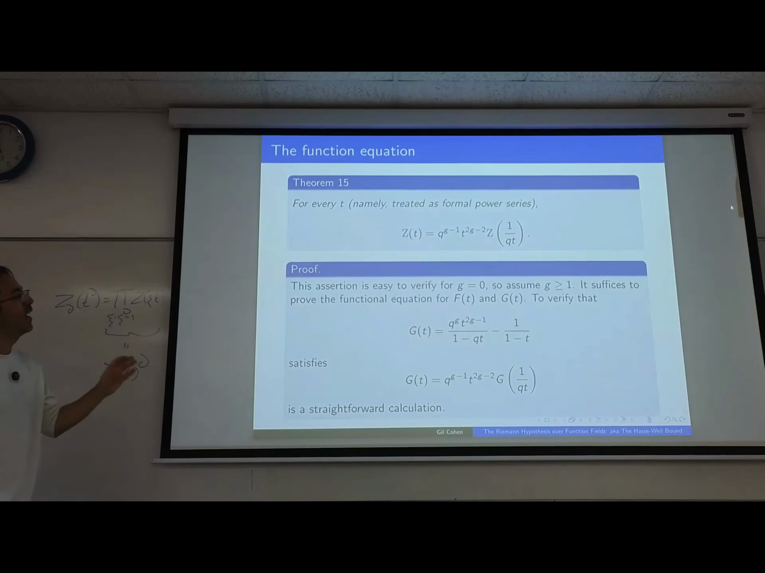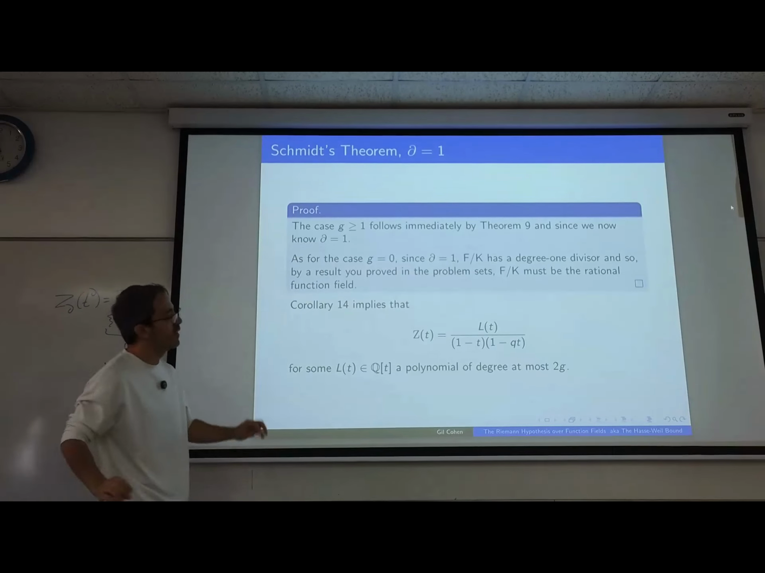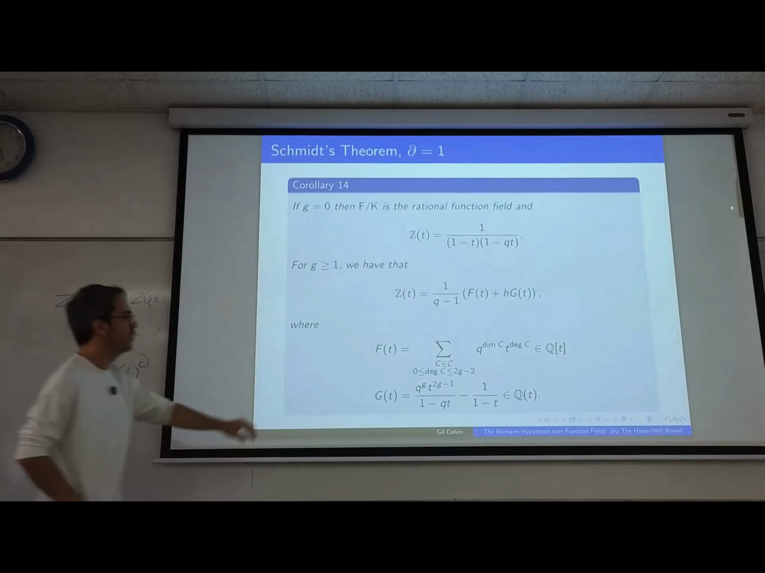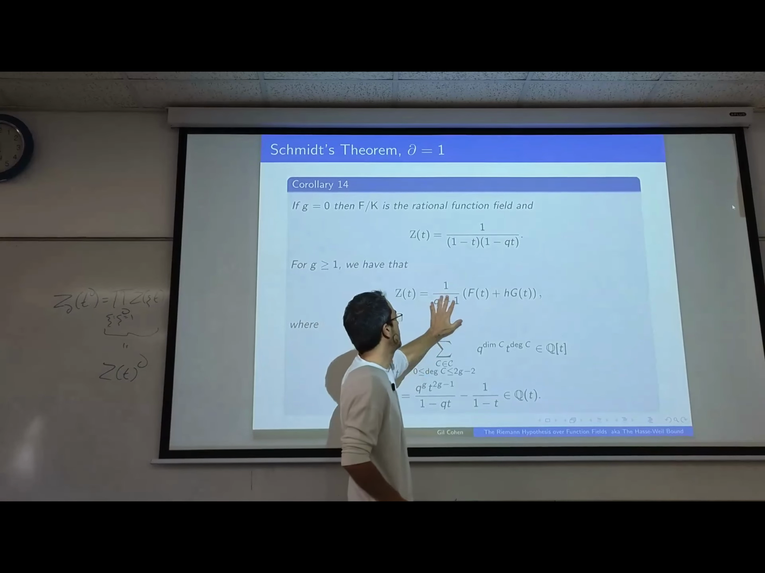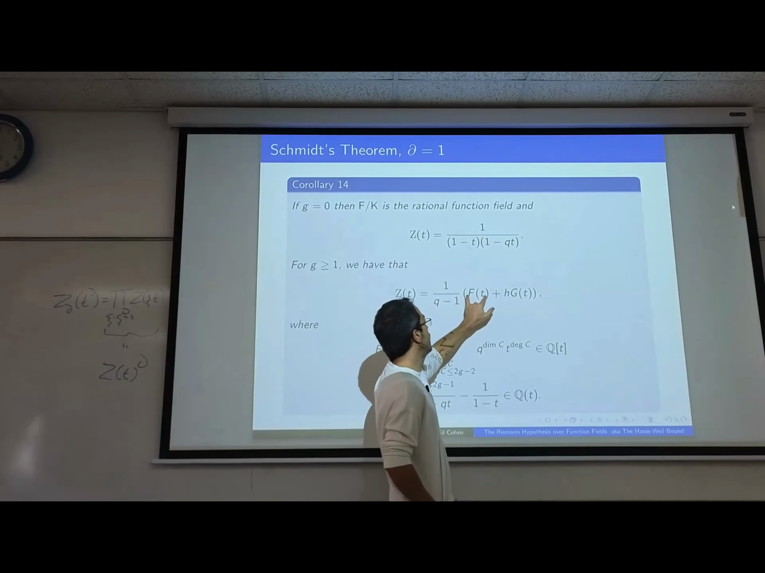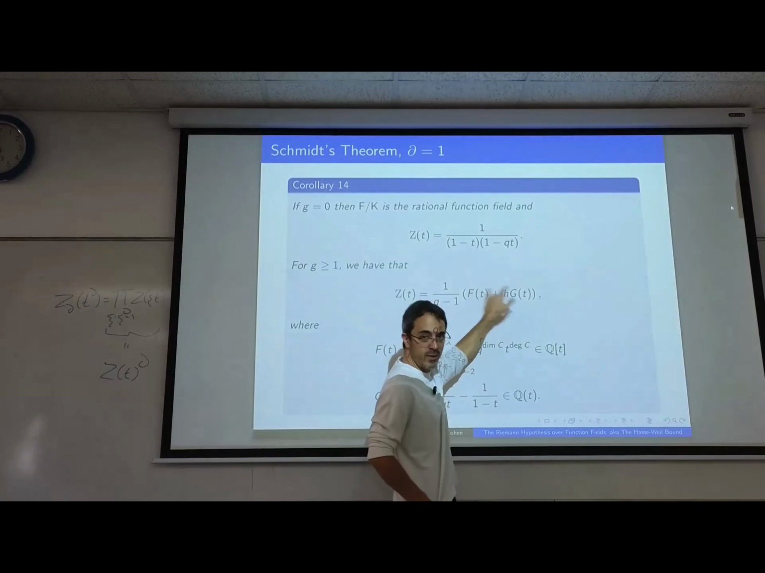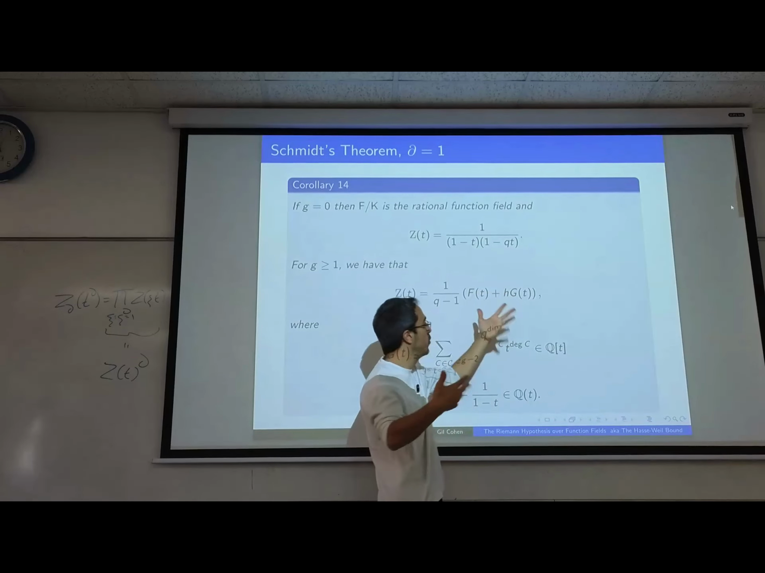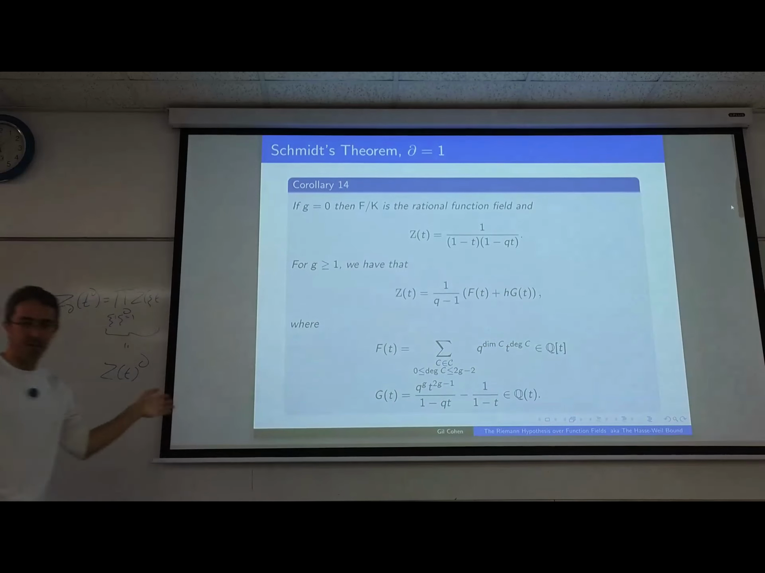So in order to prove that, of course, we know that Z of T is a sum of, whatever, this 1 over Q minus 1 won't change, doesn't matter. So it's enough to prove that for F and for G separately. And it will hold for both of them then together, any linear combination of them. So let's prove that for F and for G.